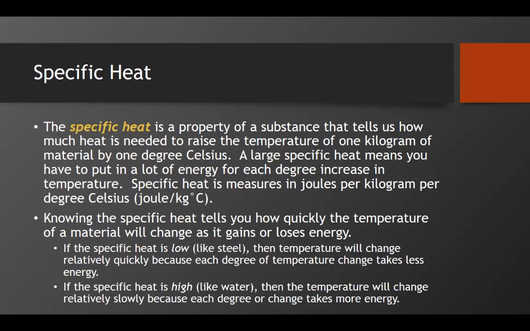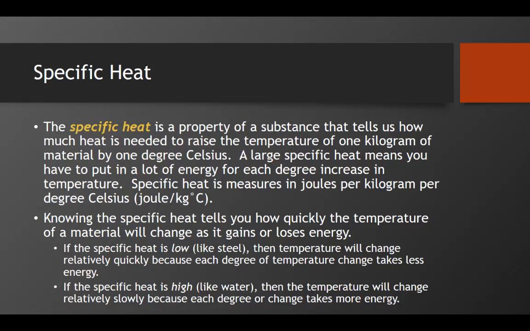Okay? So, knowing the specific heat tells you how quickly the temperature of a material will change as it gains or loses energy. If it has a really low specific heat, like steel, then temperature will change relatively quickly because each degree of temperature change takes less energy lost or gained. If the specific heat is high, like water, then the temperature will change relatively slowly because each degree of change takes more energy gained or lost.